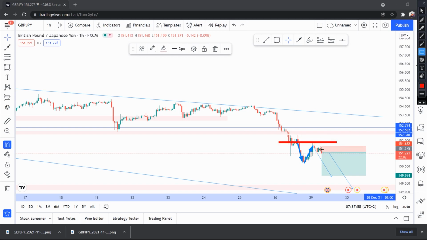So I actually entered the trade from this particular point here. I actually shared this same setup with the team on Telegram.